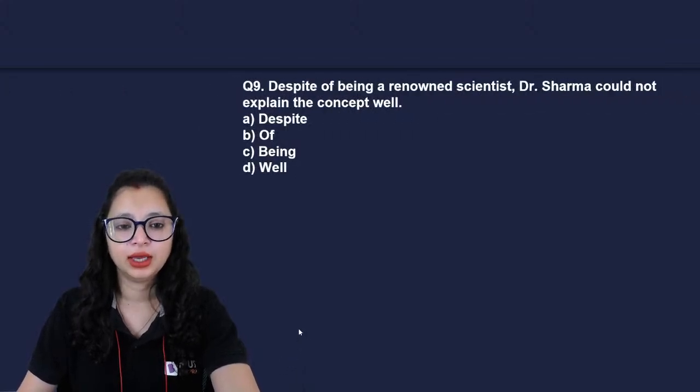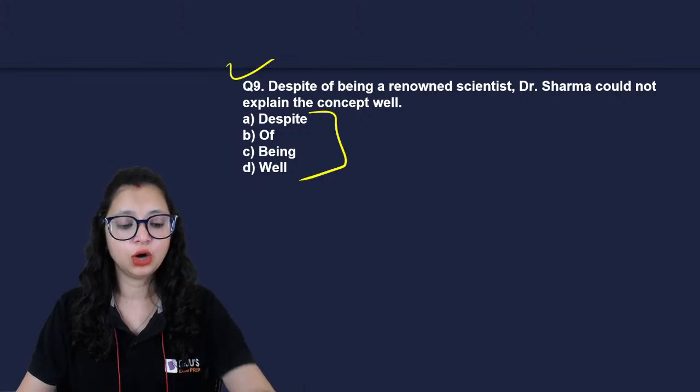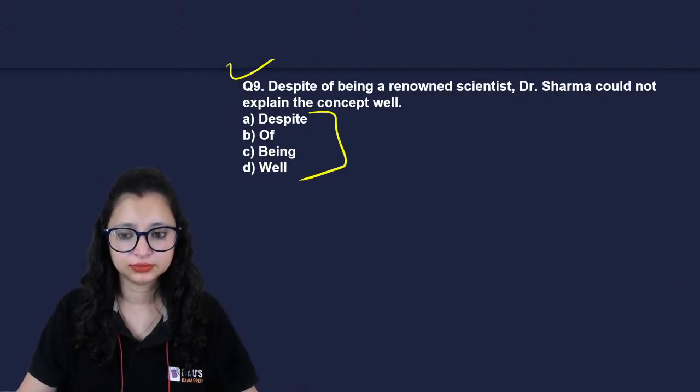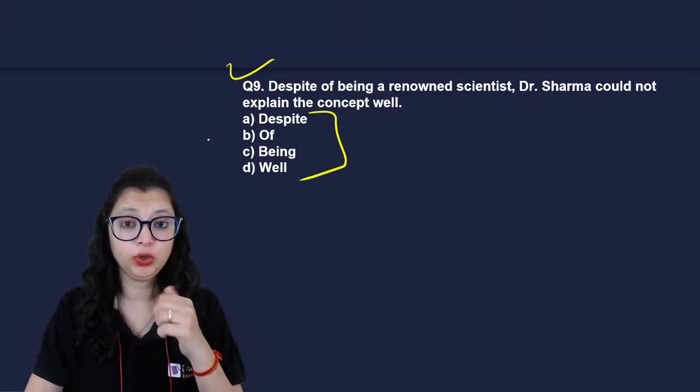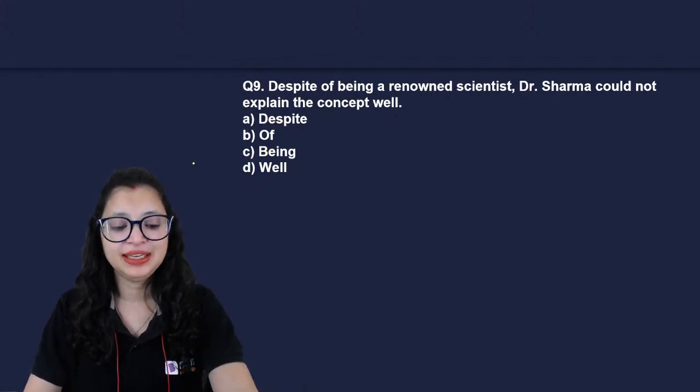Next question, everyone. Okay, you have to find the error. In which of these four parts is the error in this sentence? It's a grammar error. Find out the error out of the options. Is the error in despite, of, being, or well? Find that out. Of. You're absolutely right, Himanshu. Despite is not used with of; of is used with inspite. So you say in spite of, or you say despite. So the correct sentence should be despite being a renowned scientist. So this part, that is B, has an error.